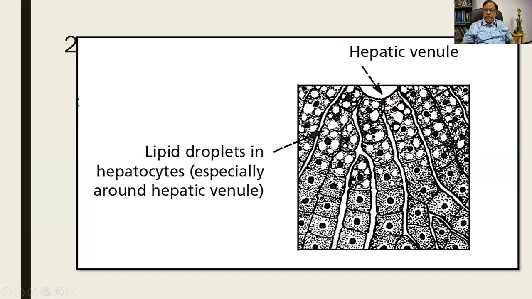And this can be a microscopic diagram. Initially, you find that fat is accumulated in the form of small vesicles, small vacuoles of fat. But later on, they all can join together, coalesce, and push the hepatic nucleus to the periphery. These are the strands of the hepatocytes, and around the hepatic venule, I am finding the fatty change initially.